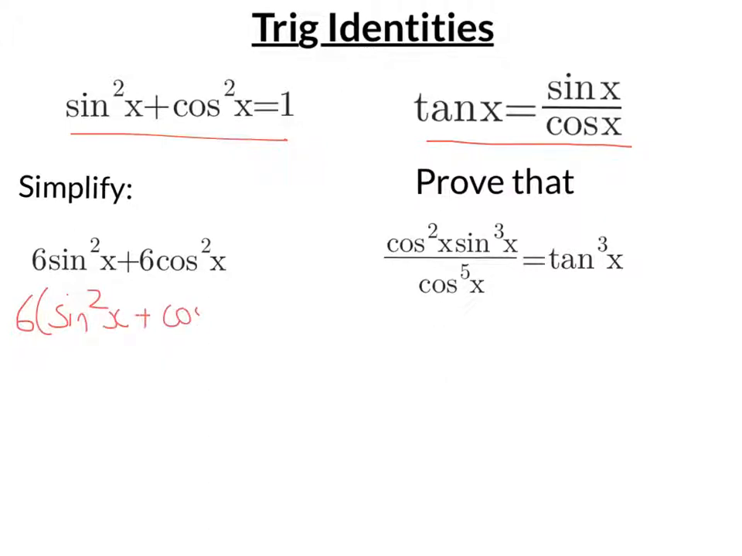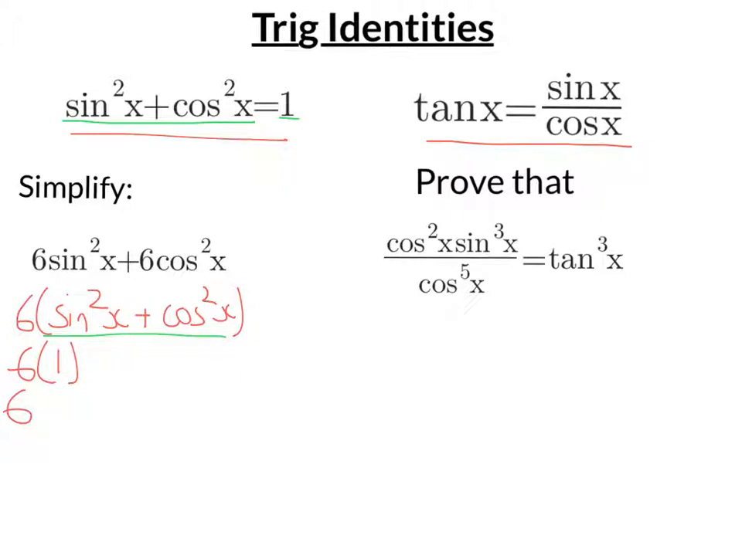And now what I'm left with inside the bracket, sine squared x plus cos squared x, is the same as the left-hand side of this identity. Well, the left-hand side is equal to the right-hand side, so we have got 6, and then inside the bracket, 1. So this is just 6 times 1, 6.